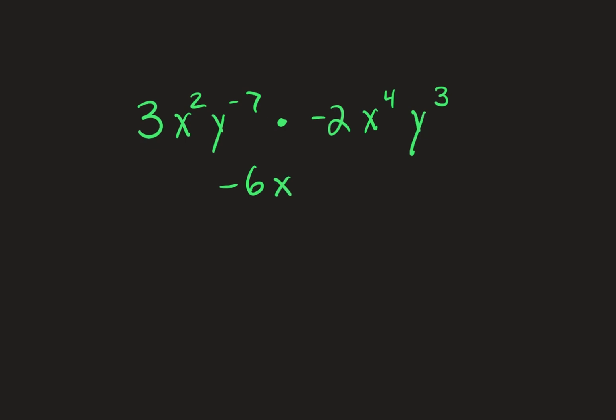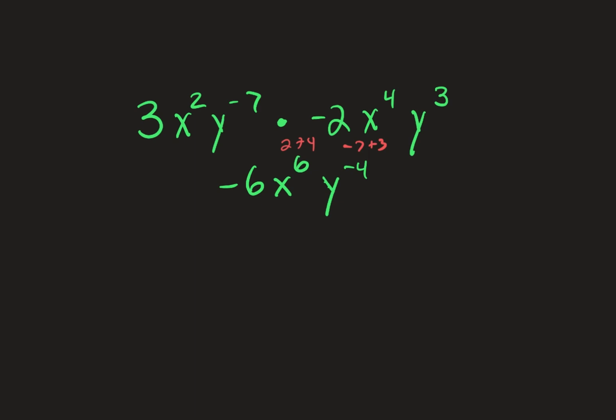How many x's do we have total? 2 in the first one. How many in the second one? 4. 2 plus 4 is 6. So we have 6 x's. It's 2 plus 4. The y values. How many do we have in the first one? Negative 7. How many do we have in the second one? 3. So what's negative 7 plus 3? Negative 4.